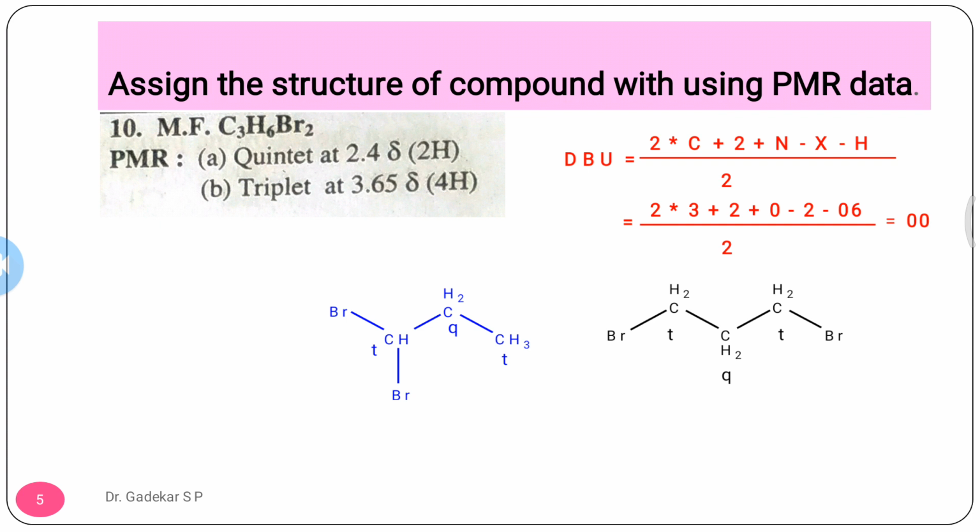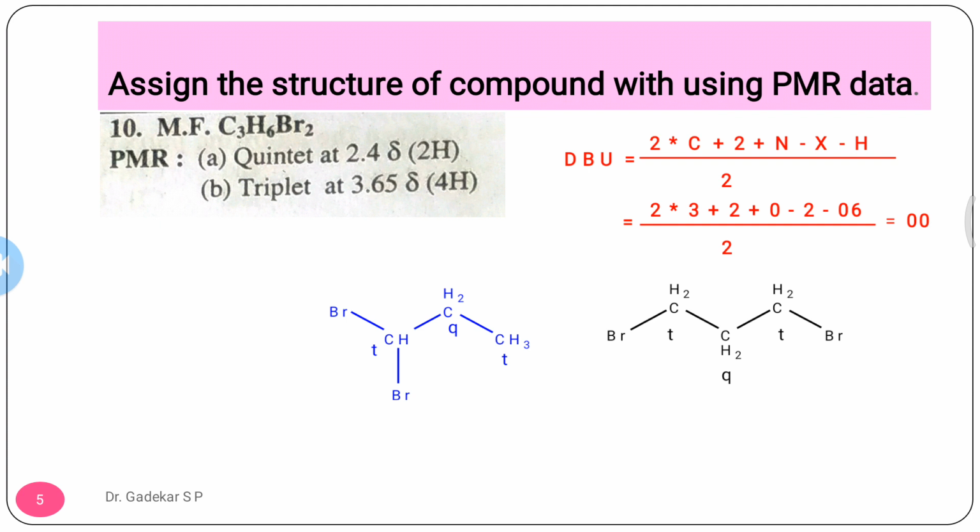Next, triplet, 3.65 for 4 hydrogens. 4 hydrogen triplet. It means neighboring protons are 2. Triplet means 3 minus 1. It indicates 2 neighboring protons.